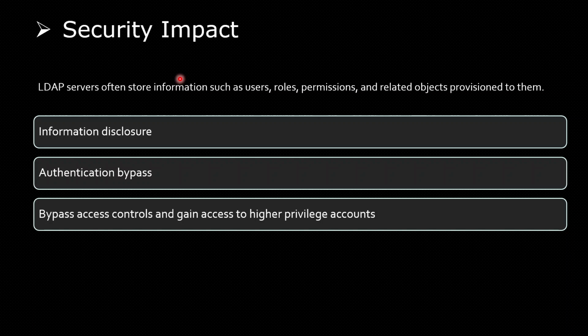Let's say there is a search functionality. You can search for files, you can search for machines, and if you build a search filter with star, then it is possible that it will return all the records, all the machines, all the users. So if there is a search button and it uses LDAP, then you can perform information disclosure by putting a star in the search box.